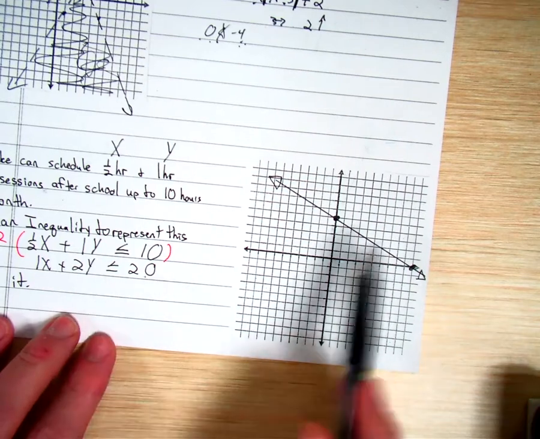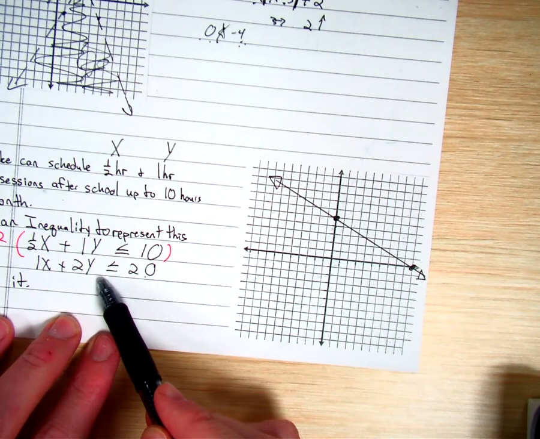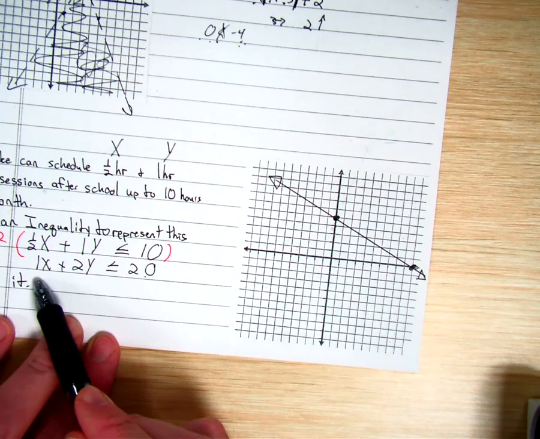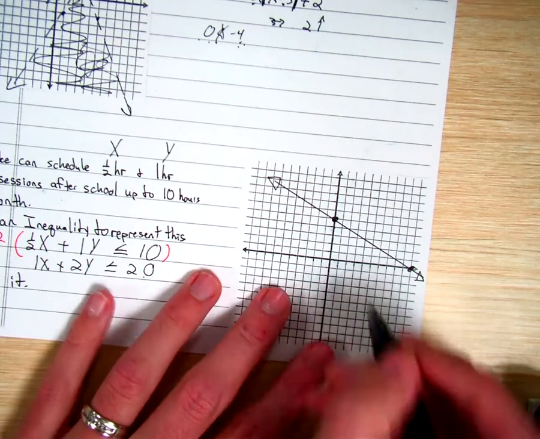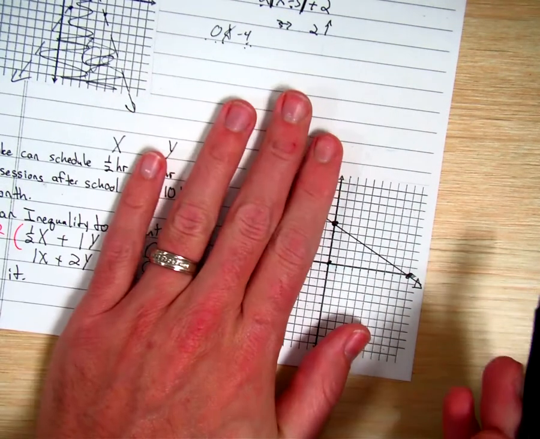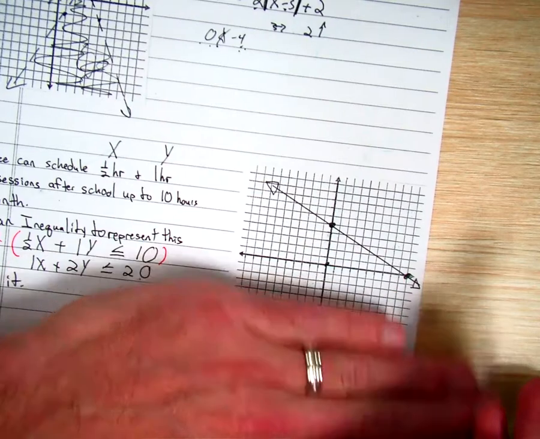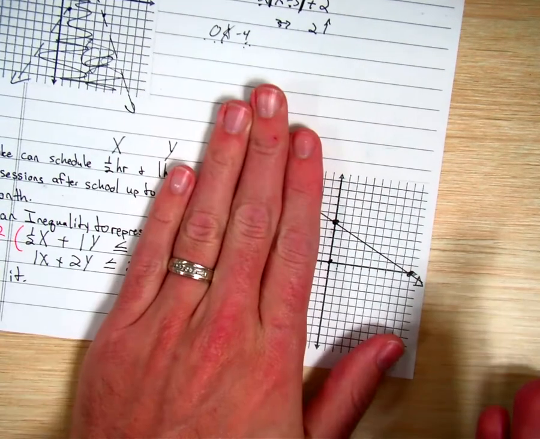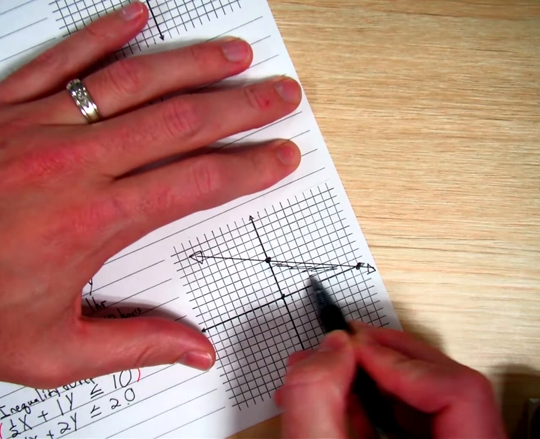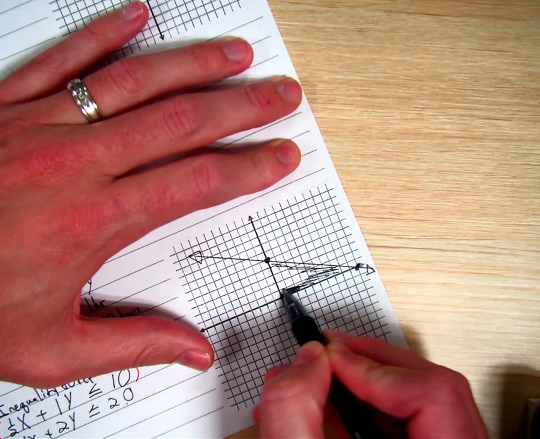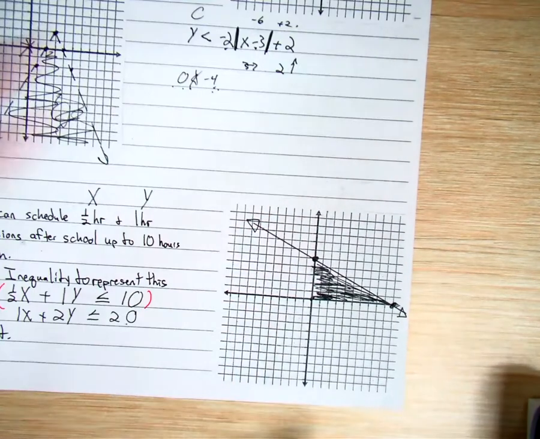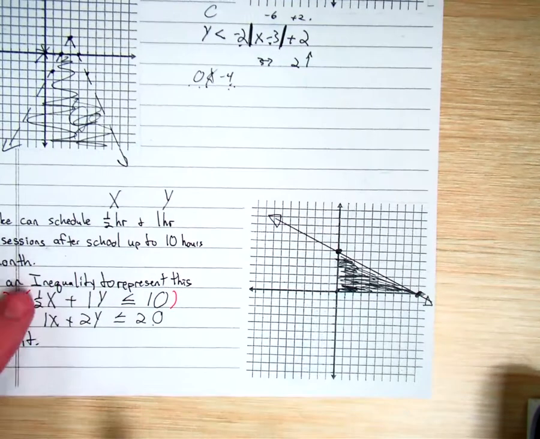Solid line, solid dots, going under, less than. Okay, so plug those in. 0, 0 is 0 plus 0 less than 20. Yes, it is. Also think about this. This is a real-world problem. Can I be going into the negatives? So we're just going to stay right here in the positive quadrant, because it's a real-world problem. I can't have negative hours. Alright, there you go.